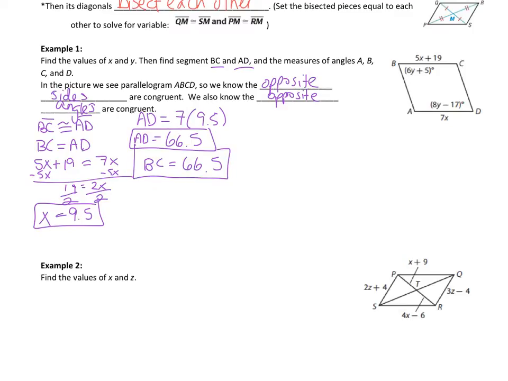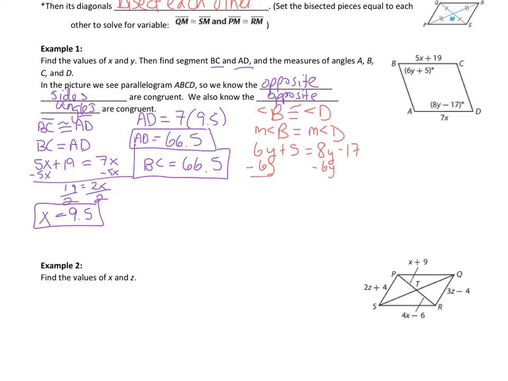Now if I want to find out what the angle measures are going to be, we know that angle B starts out being congruent to angle D because they're opposite angles in our parallelogram. That means that the measure of angle B is equal to the measure of angle D. And I can set 6y plus 5 equal to 8y minus 17, and now we can solve for y.